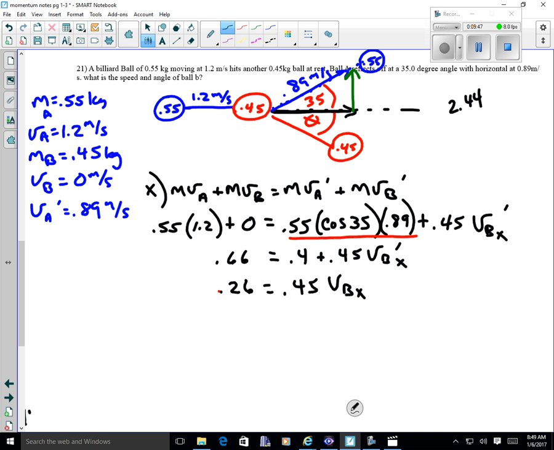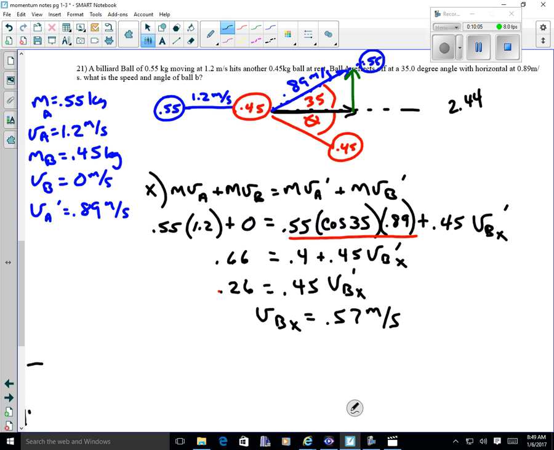So that now means that the velocity of ball B in the x direction has to equal 0.57 meters per second. Now, I'm not even close to being done because that's just in the x direction. Now you got to do the same thing in the y direction. So let's do that.